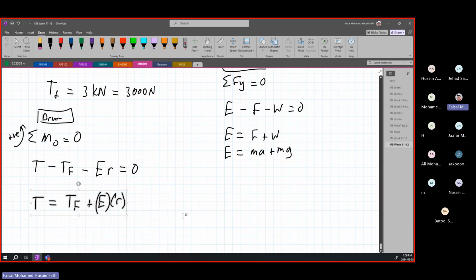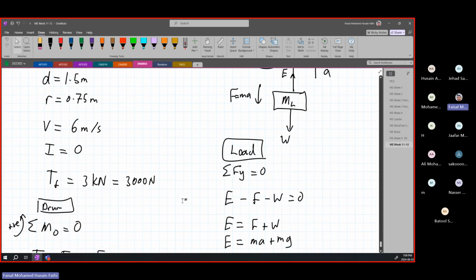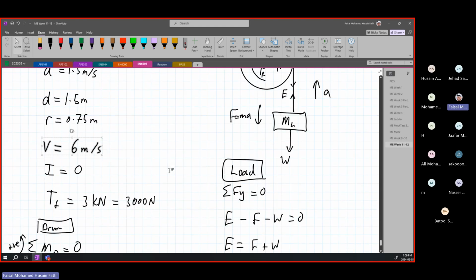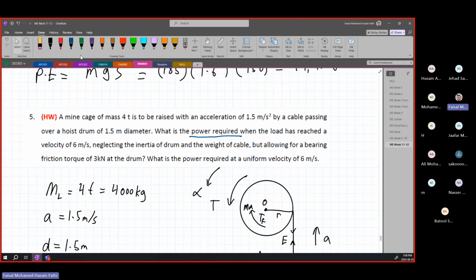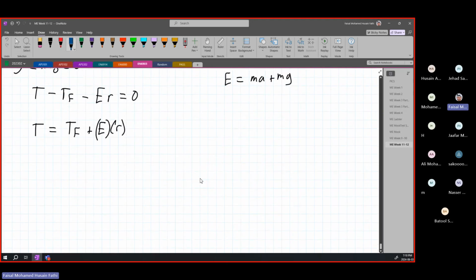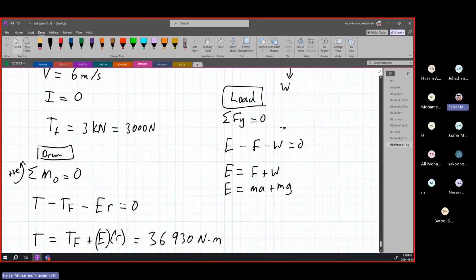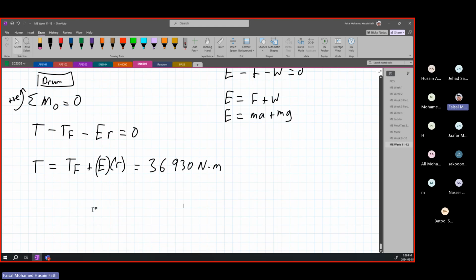Now that we have found our torque, this is where things change a little bit. This velocity was given to us. What are we required to find? We need to find the power required. The torque is going to be, value-wise, I believe, 36930 Newton meter. At the end, this is the answer you're going to get. Again, the application is very simple, just like we did before. So this is the torque that we got.